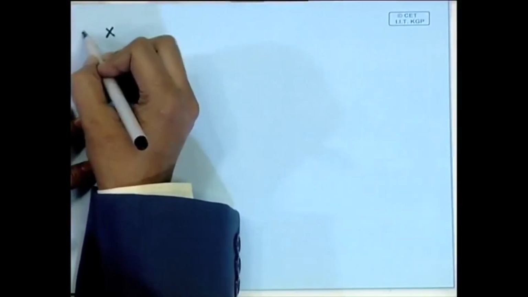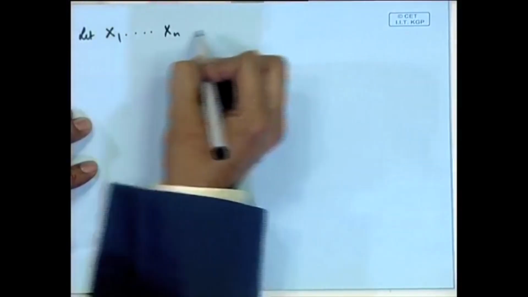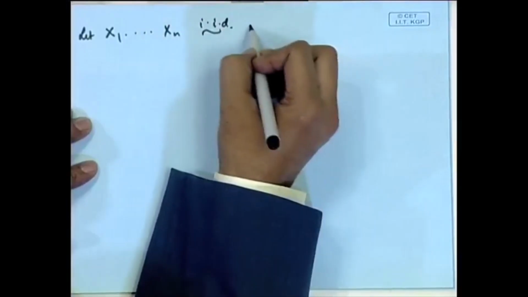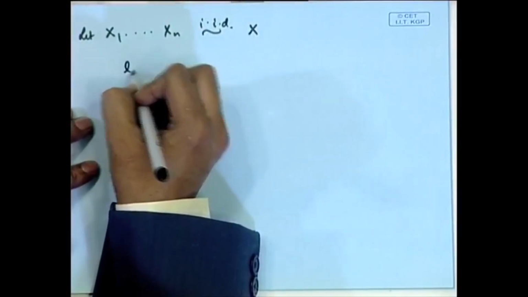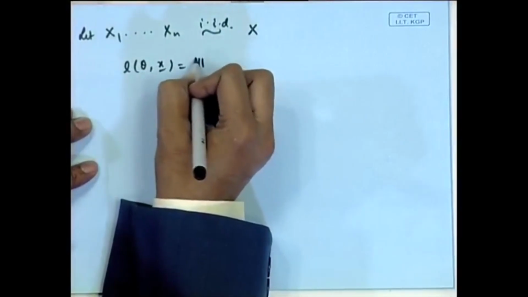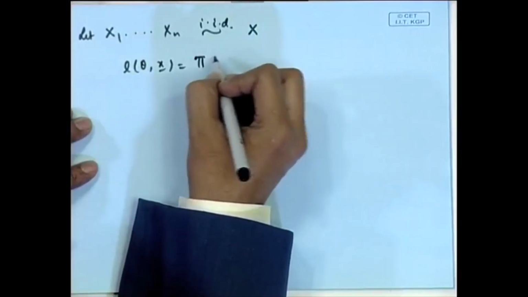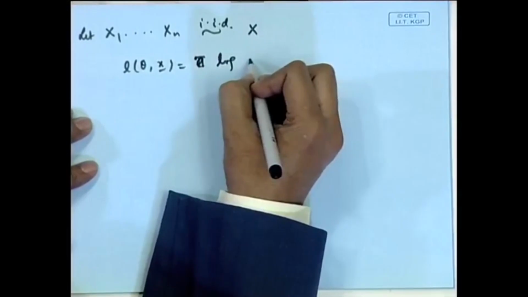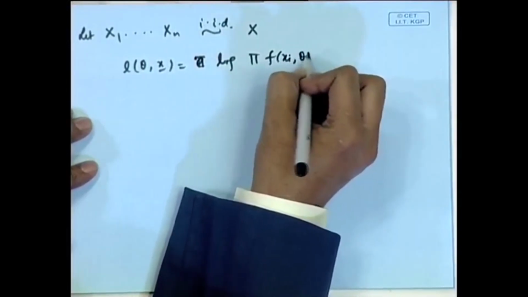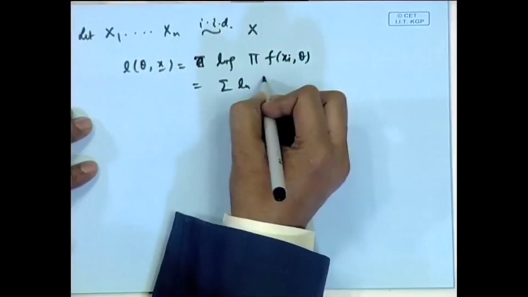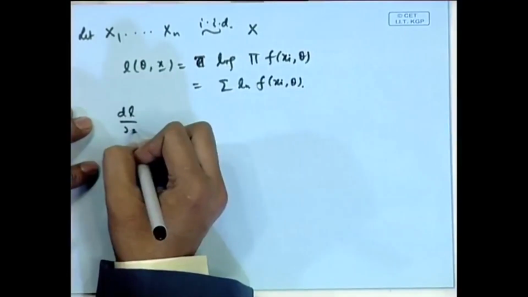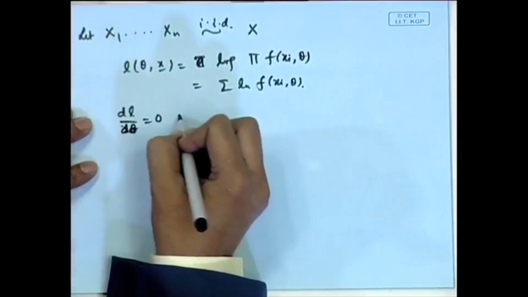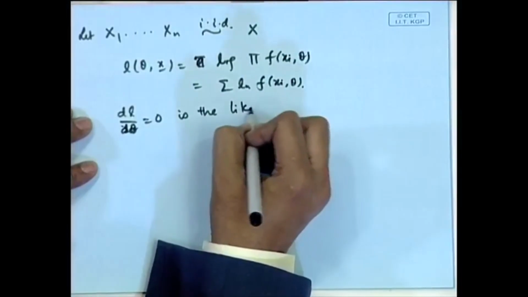So, under these assumptions on the distribution, now let us consider x 1, x 2, ..., x n to be IID as x, and we define the likelihood function as the log of the product of f(x i, theta), that is actually the sum of log f(x i, theta). Then dL by d theta is equal to 0 is the likelihood equation.